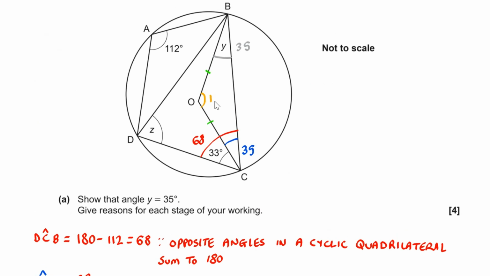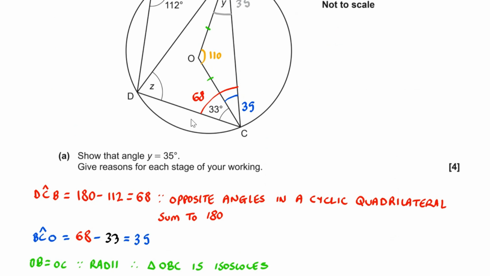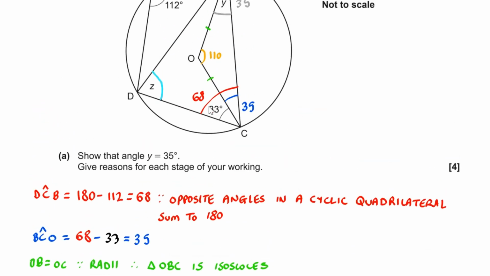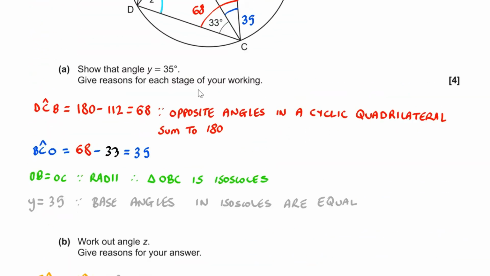So this angle here is 110, and the reason for that is angles in a triangle sum to 180. And now we can work out the value of Z, recognizing that the angle at the circumference is half the angle at the center. So the angle Z is equal to 110 over 2, which is 55. And also, this is the result of the angle at the circumference is half the angle at the center.